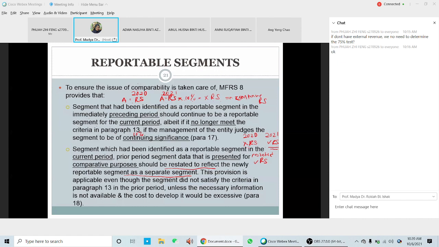Okay, so this one we need to restate because it's already a prior year. This one we don't have to restate because now it's in the current year that you do not fulfill the reportable segments criteria. Okay.